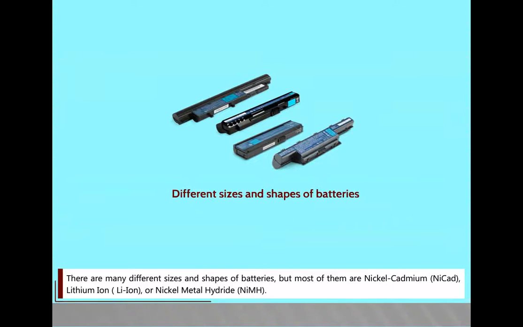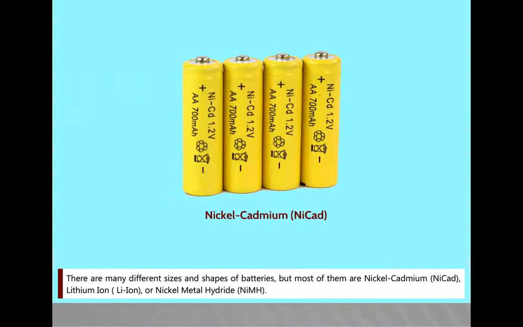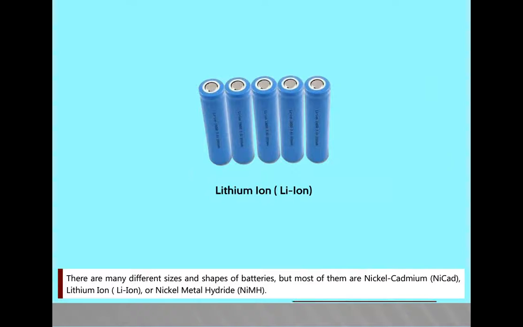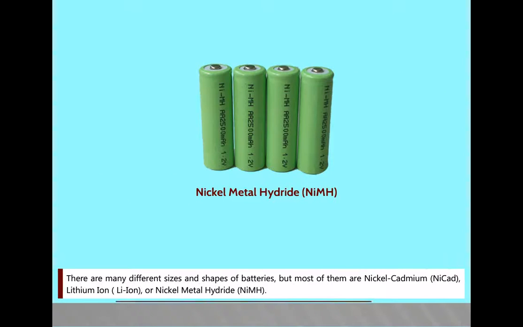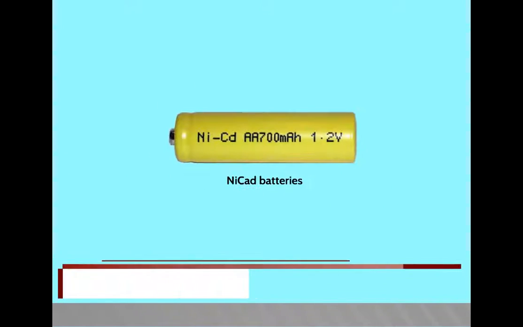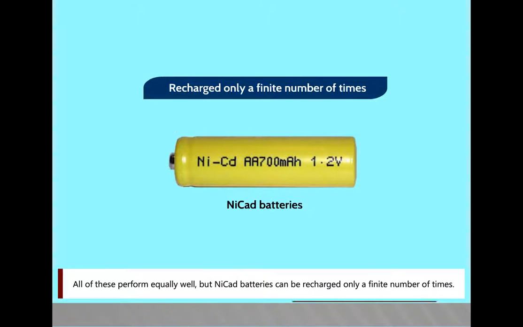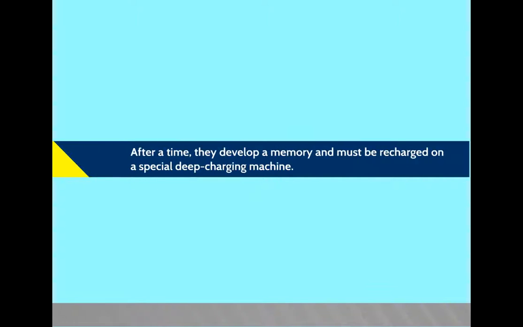There are many different sizes and shapes of batteries, but most of them are nickel-cadmium, that is NiCad, lithium-ion, that is LiION, or nickel metal hydride, that is NiMH. All of these perform equally well, but NiCad batteries can be recharged only a finite number of times. After a time, they develop a memory and must be recharged on a special deep charging machine.